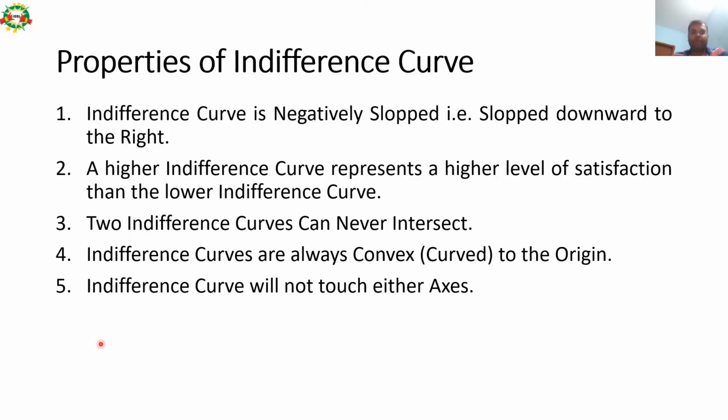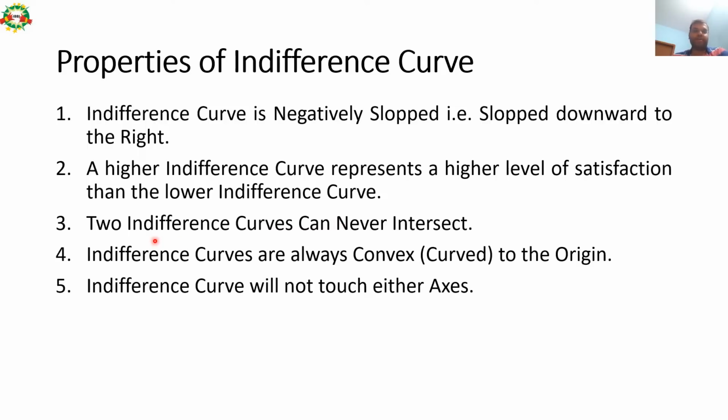Now these are the five important properties of the indifference curve which the examiner may ask in the IBBI exam also. The first property is that the indifference curve is negatively sloped, that is, sloped towards the right, this way. A higher indifference curve represents a higher level of satisfaction than that of a lower indifference curve.